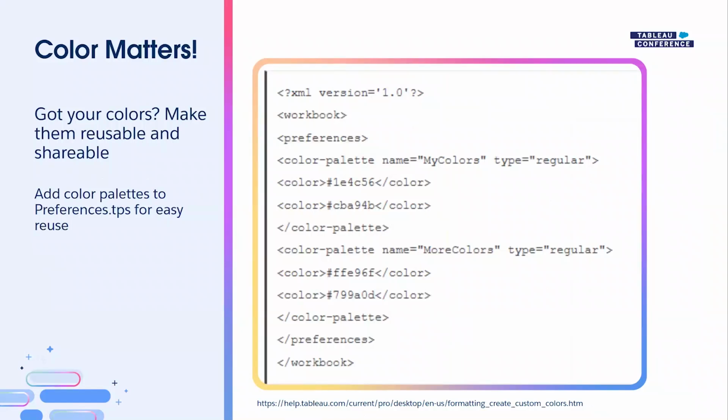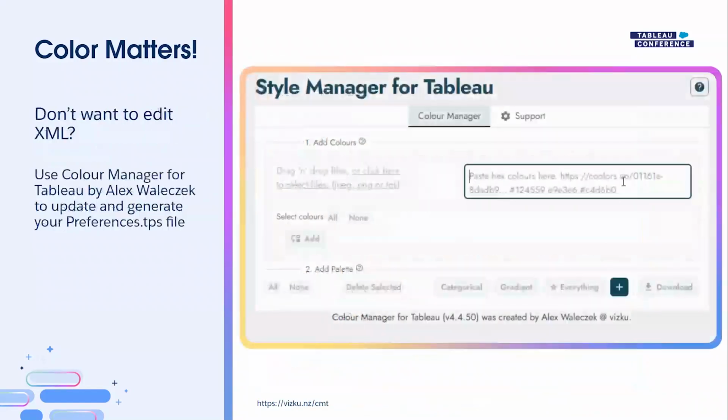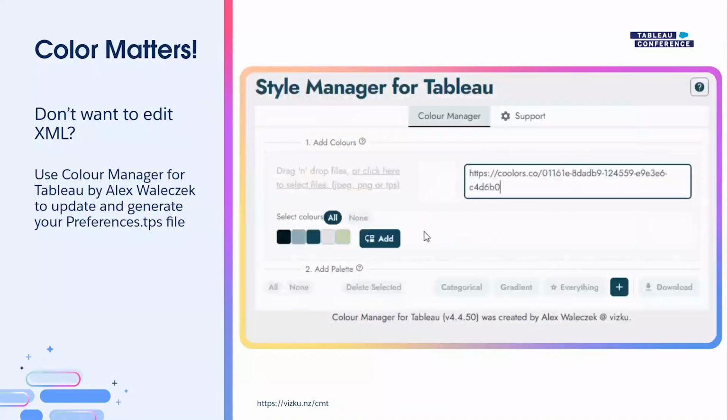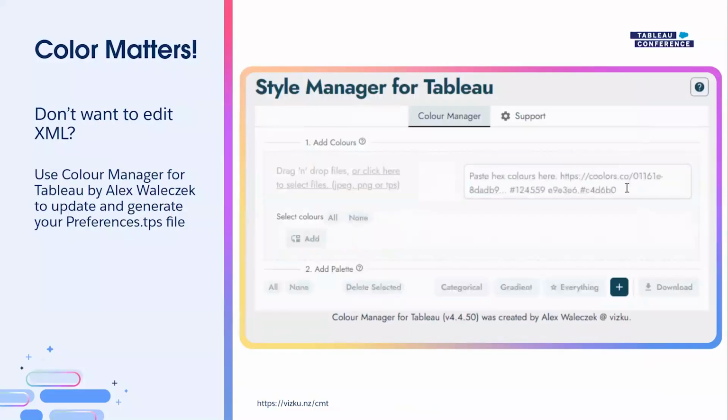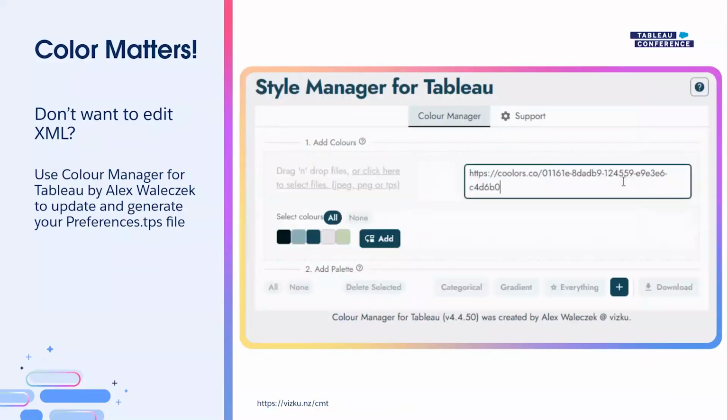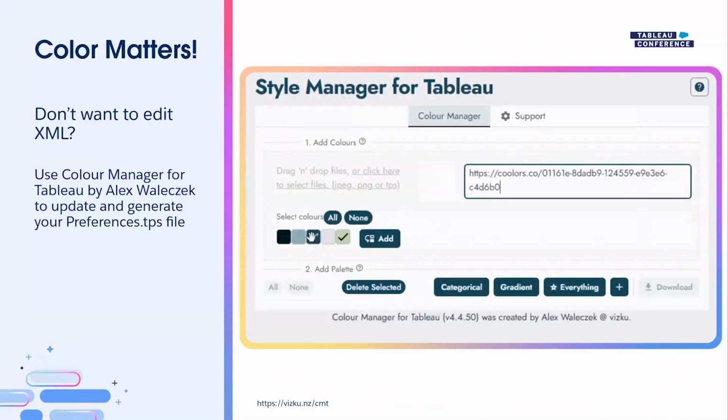Creating that TPS file does require knowing some XML. And if you don't want to mess with the XML, there's this really cool tool by Alex Waletzek from the New Zealand Tableau user group. This Color Manager for Tableau tool helps you generate and update your preferences.tps file by simple dragging and dropping. There's some copying and pasting and a little bit of clicking, and it is a huge time saver.